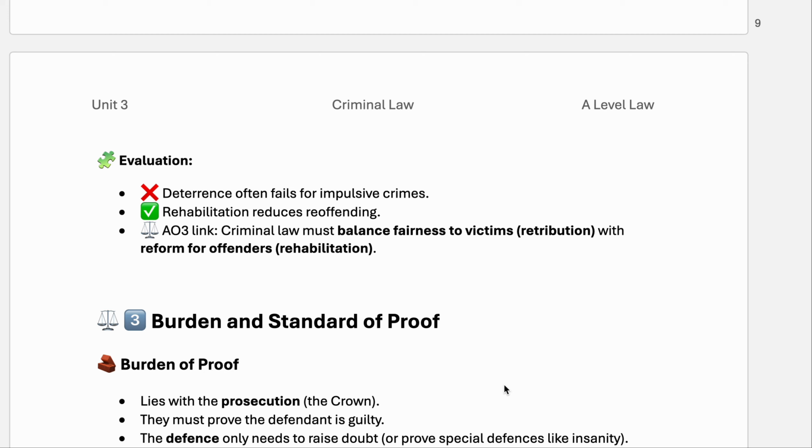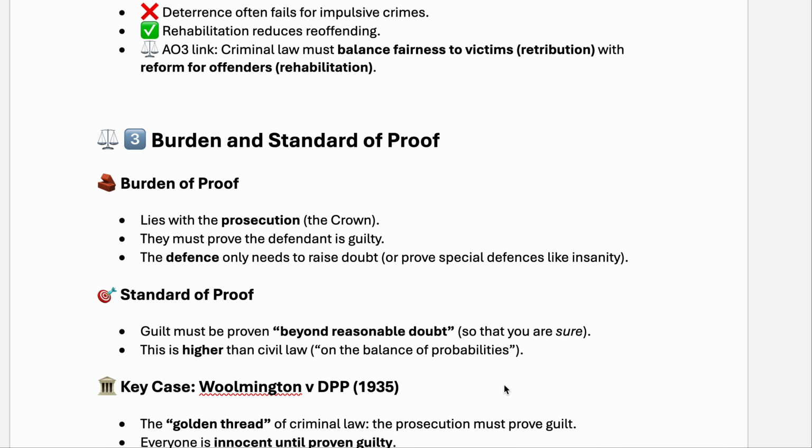And finally, let's just consider this AO3 link. There's a constant tug of war between justice for victims and reform for offenders. It's a bit like arguing over what ingredients we should have on the pizza.